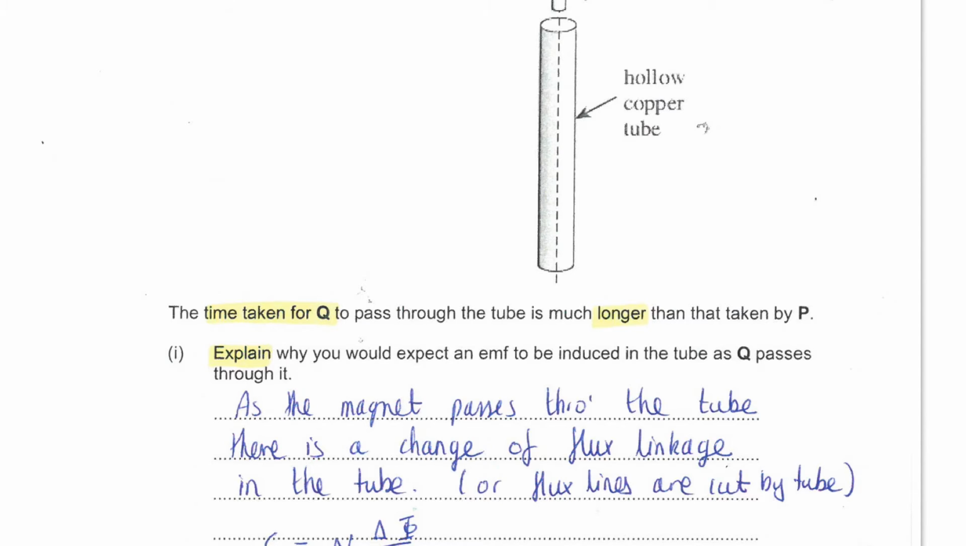You are asked to explain, first of all, why you would expect an EMF to be induced in the tube as Q passes through it. Now, since Q is a magnet, you must imagine around Q that there is a magnetic field. So as the magnet passes through the tube, there is a change of flux linkage across the cross-sectional area of the tube. You could also consider that lines of flux are being cut by the tube.